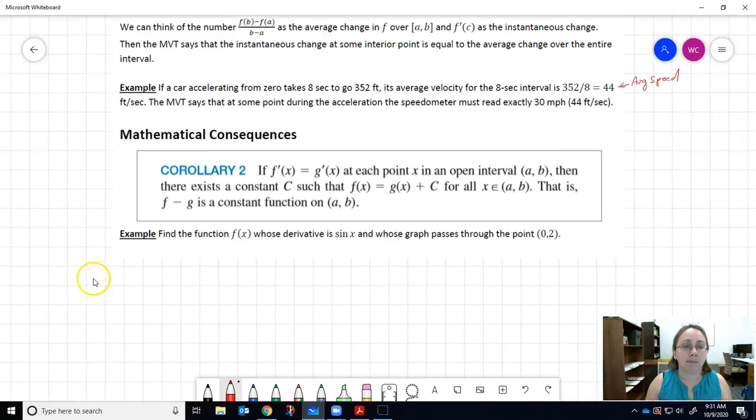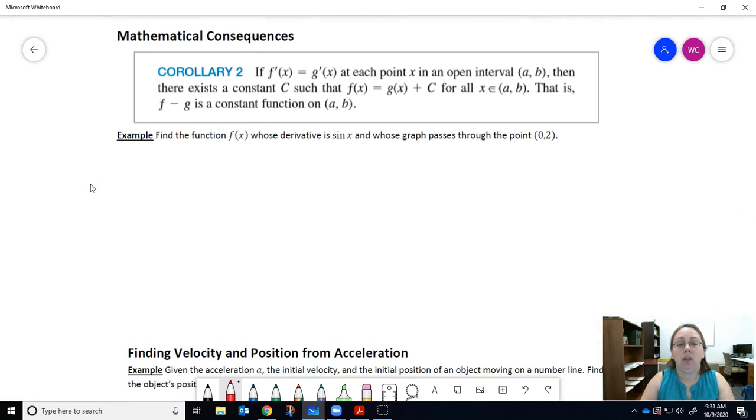All right, so let's talk about some consequences of the mean value theorem. This is called a corollary. It basically follows from the theorem. So it was a, hey, cool, this popped up in the theorem when we were proving it, and now we could share it with you. It says, if the first derivative of f equals the first derivative of g at each point x in an open interval a to b, then there exists a constant c such that f equals g plus the constant c for all x in the interval from a to b. That is, f minus g is a constant function on a to b.